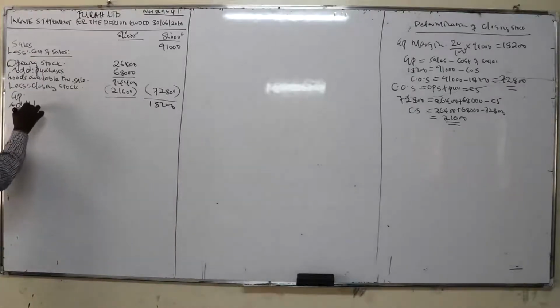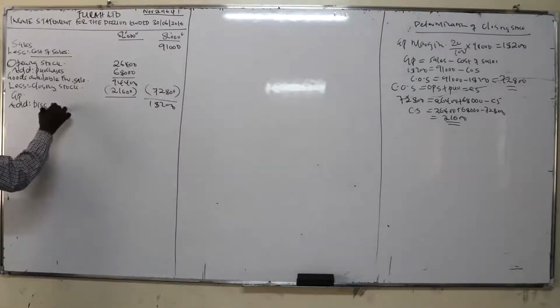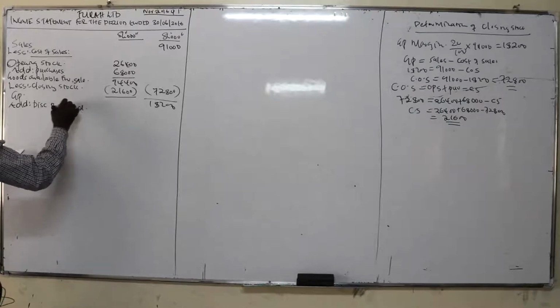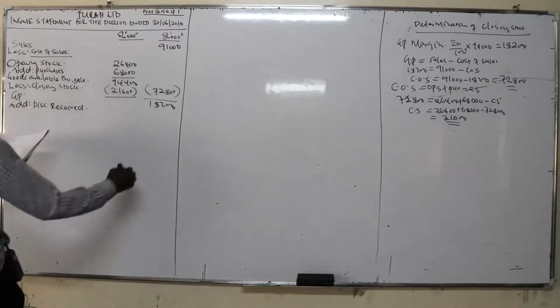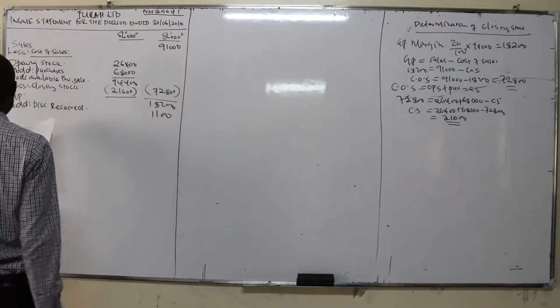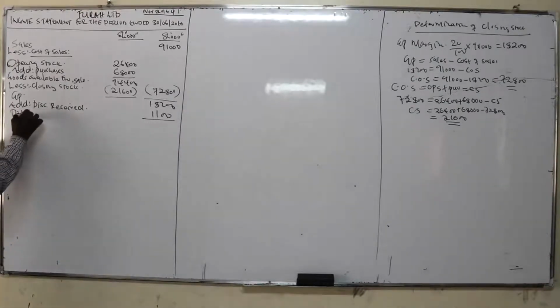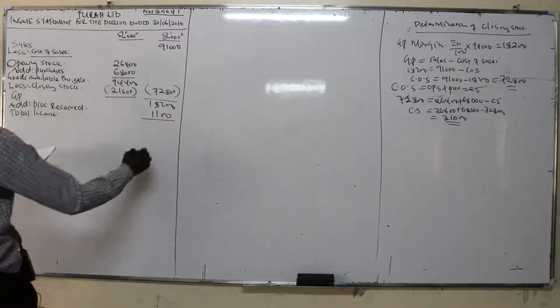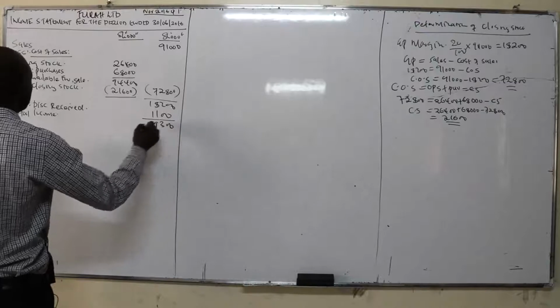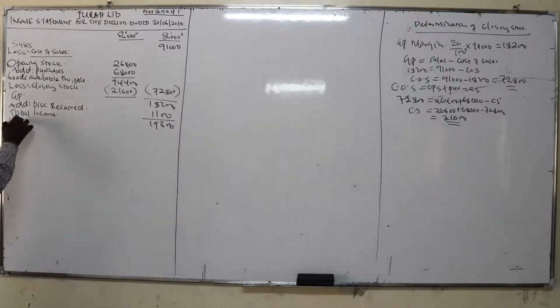You add discount received. Do you have discount received? How much is the discount received? 1,100. Total income, how much? 19,300. And then you list your expenses here. You list your expenses. Are we together?